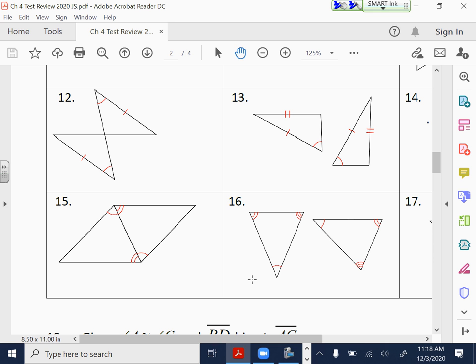Let's see, number 12. Again, we have vertical angles here. So we have angle, angle, side. Again, notice the side is not in between the angles. So this is not angle, side, angle. The side is not in between those two angles. So they are congruent and is by angle, angle, side.